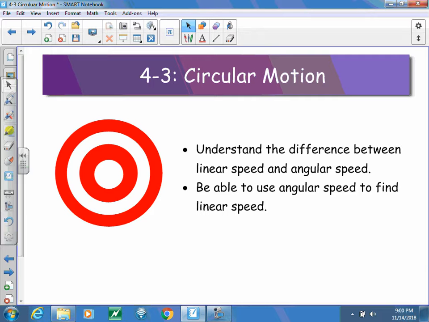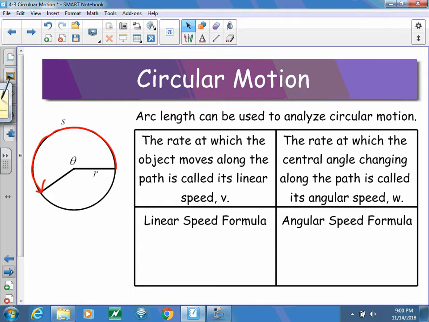So we're going to be looking at these two different speeds, or velocities as you want to think of them, and then I'm also going to show you how to use some dimensional analysis, also known as unit conversions, to solve some of these scenarios. So let's go ahead and talk about the two different types of velocities: the linear speed as well as the angular speed.